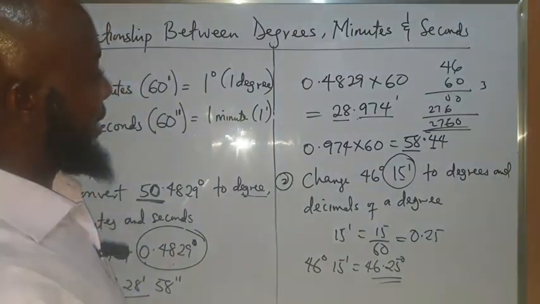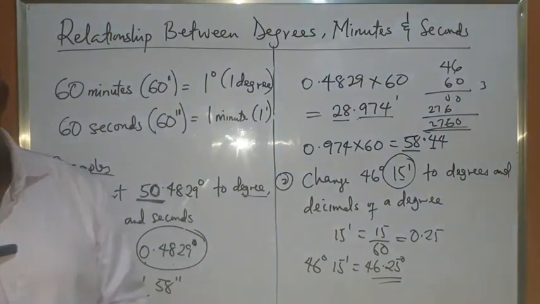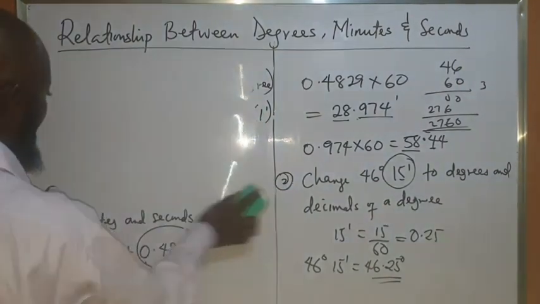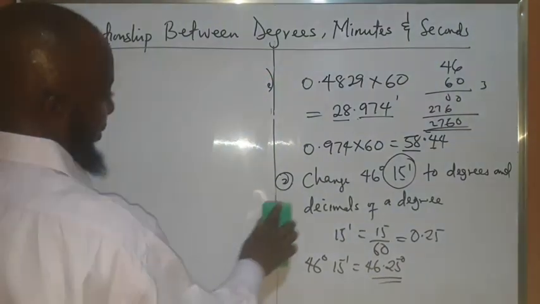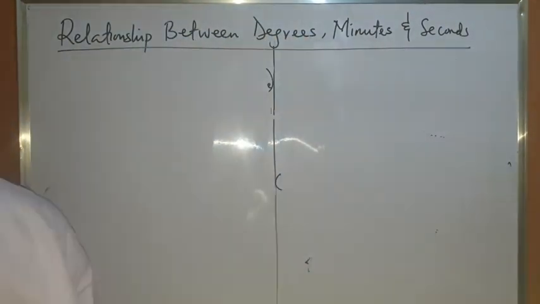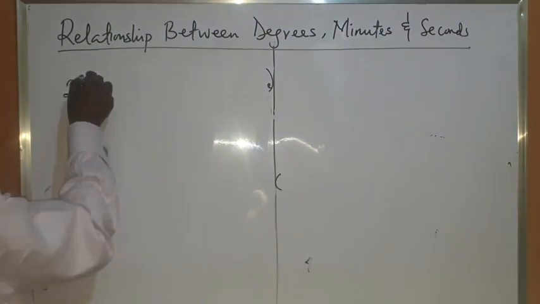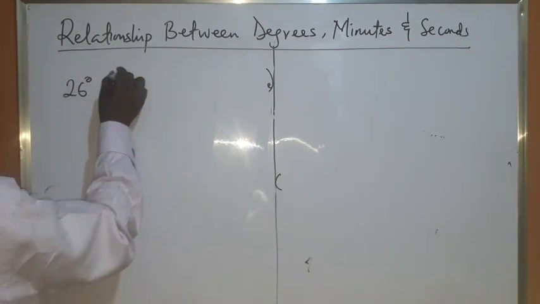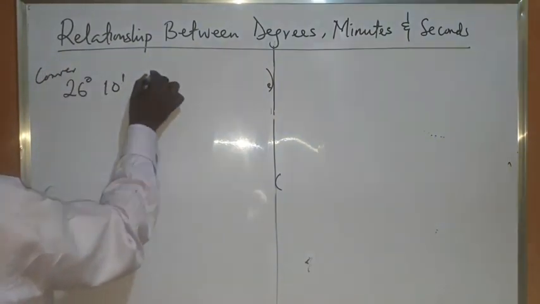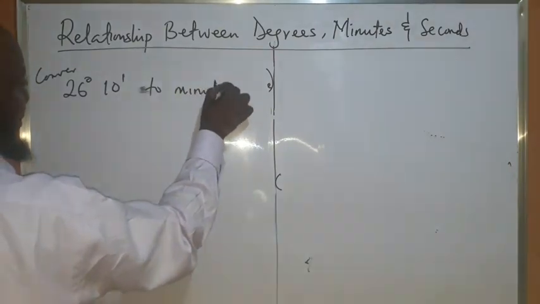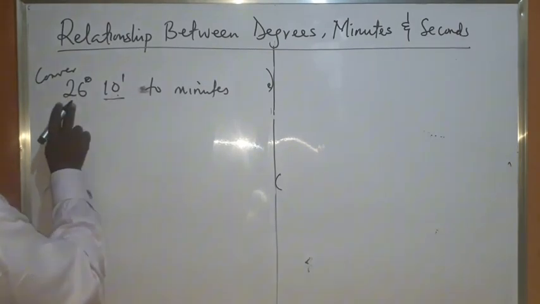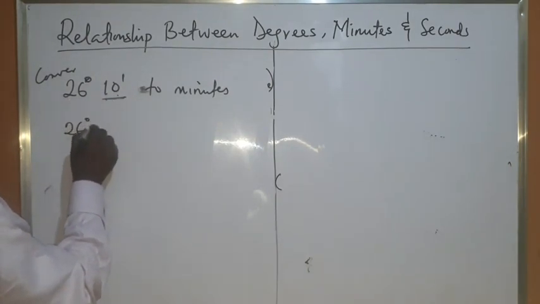So let's quickly look at addition and subtraction of this. So we want to see how to add. But before we go into that, let me quickly explain this one in detail so that you know. For example, you have 26 degrees, 10 minutes. So convert to minutes. We want to convert everything to minutes. This is degrees, this is minutes. So we leave this one, we convert this one. This is already in minutes. So 26 degrees converted to minutes.